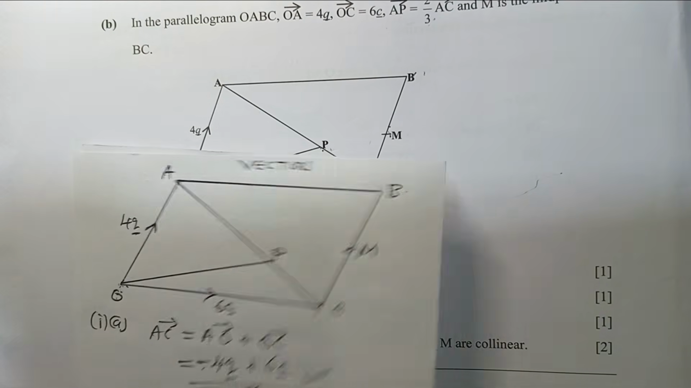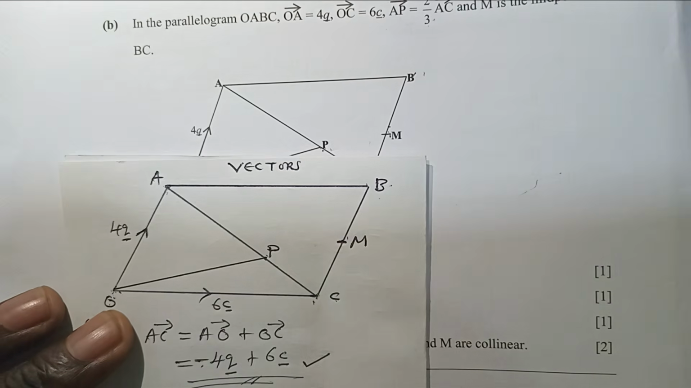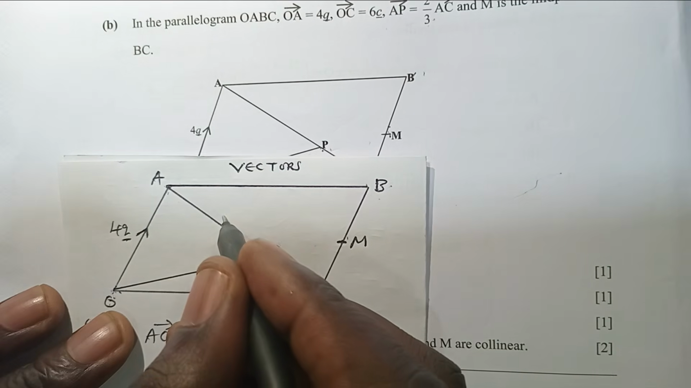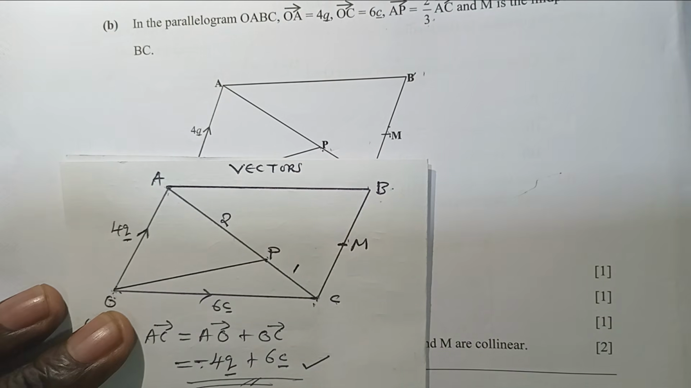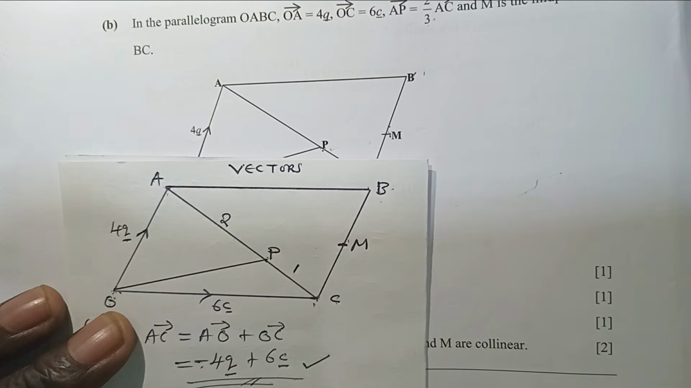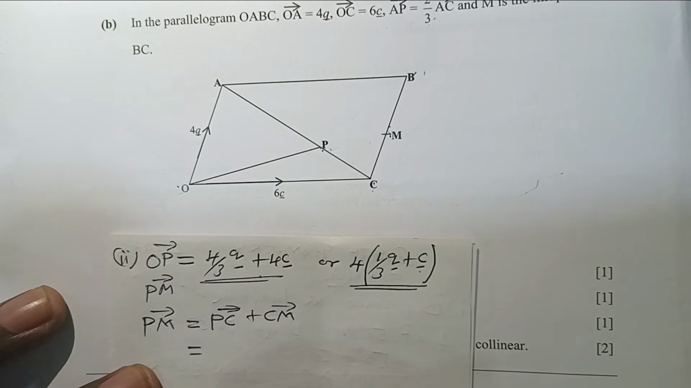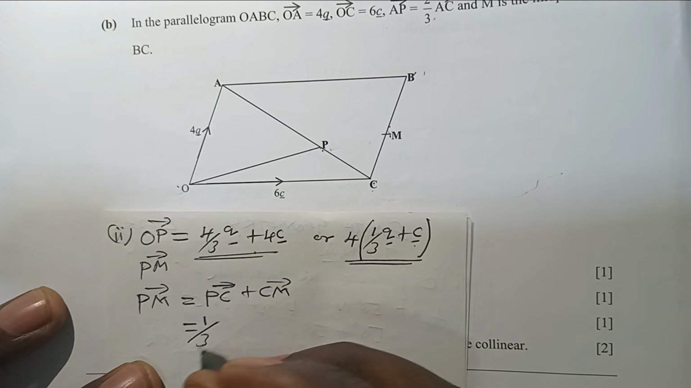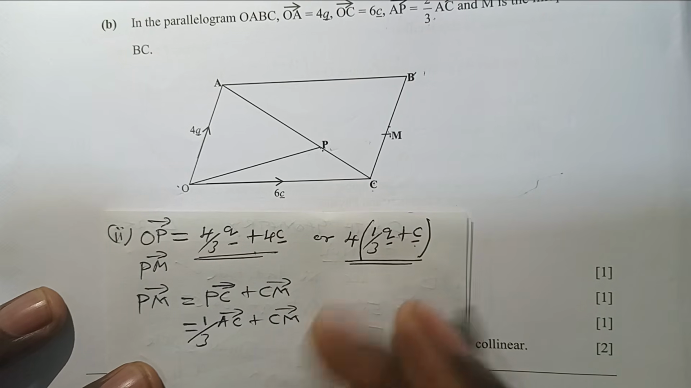In the question, we've been told that AP is 2/3. So meaning we can divide this into two parts in terms of ratios. If this is 2/3 of AC, then this PC is going to be 1/3, meaning the total is going to be 3 for AC. So this simply means PC is going to be 1/3 of the vector AC plus CM, which we said is half of CB.